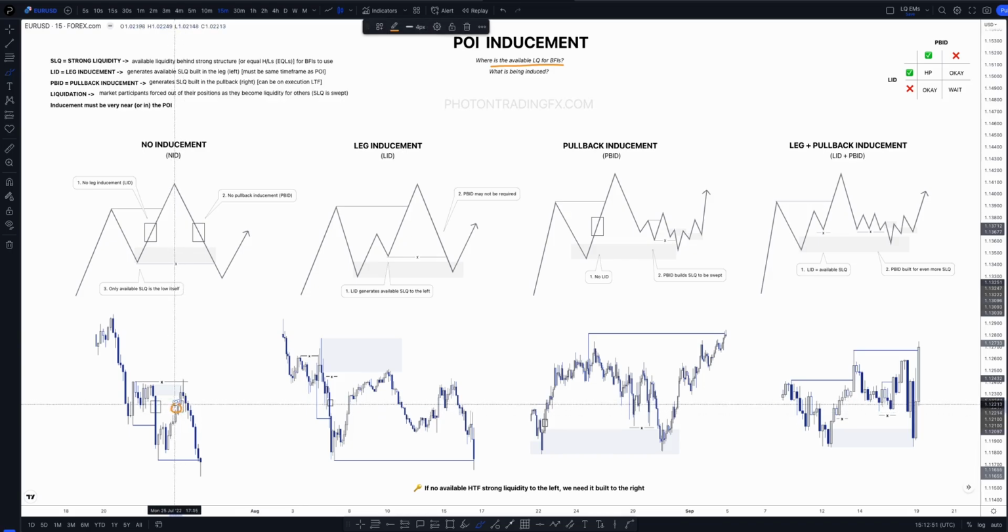And then the pullback, what do we get? Nothing. Price just pulls back up. There's no structural high there. There's no strong liquidity built just in front of the POI. So nothing here, nothing there. Where's the available liquidity? It's the highs here, right? So what does price do?